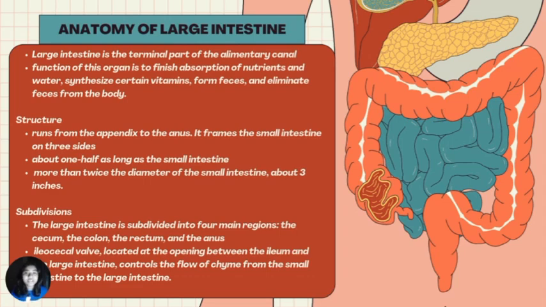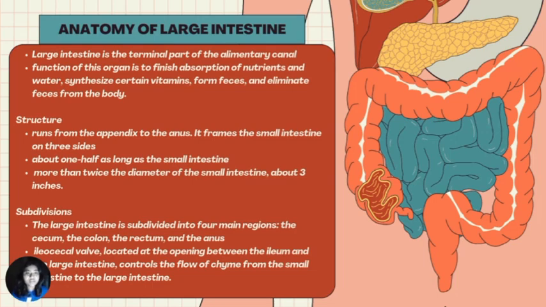Moving on, I will be discussing about anatomy of large intestine. Large intestine is the terminal part of the alimentary canal and its function is to finish absorption of nutrients, water, and synthesize certain vitamins, form feces, and eliminate feces from the body.